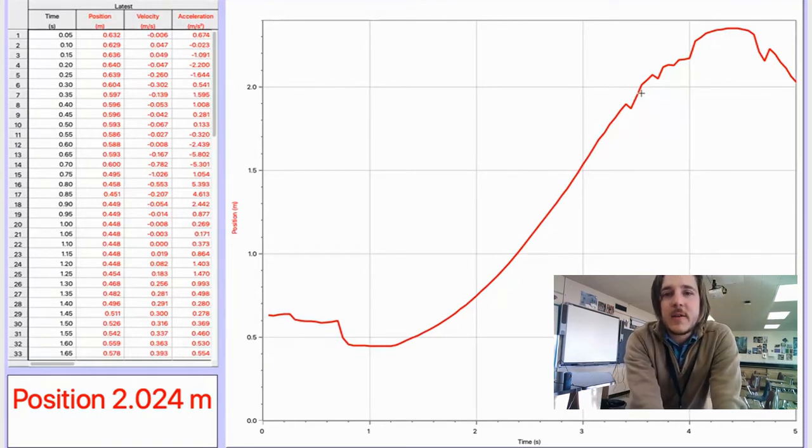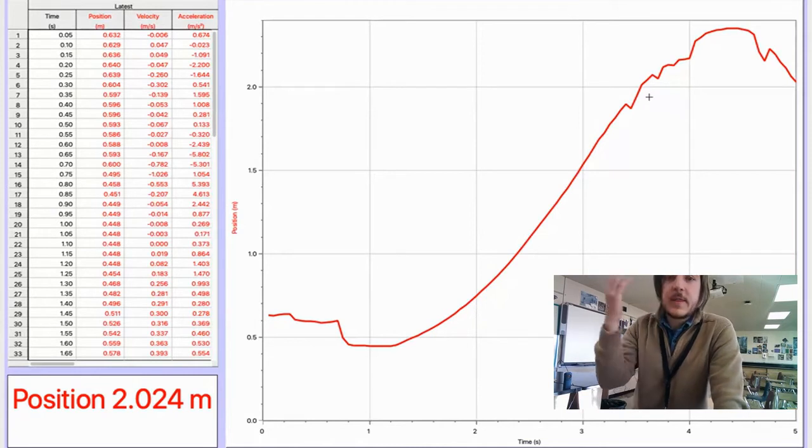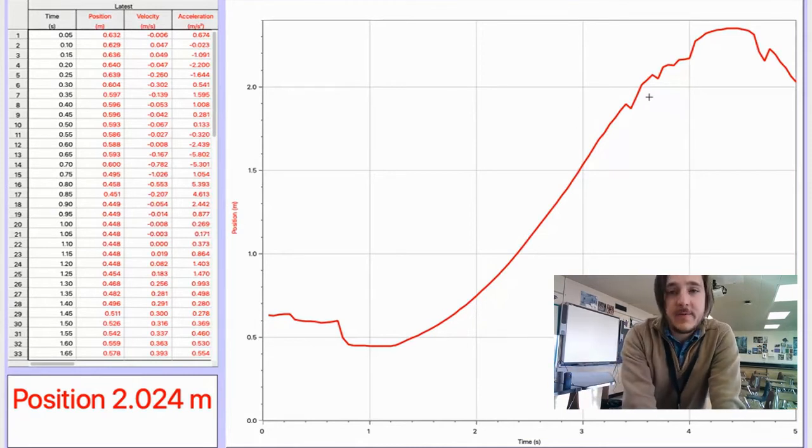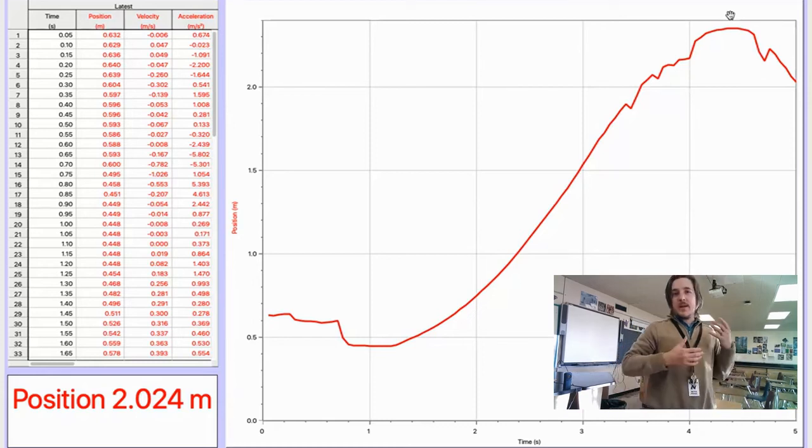Remember, the slope of a position versus time graph represents the speed of the object. So if I'm starting slow, it's going to be a flattish line that slowly becomes steeper as we go. The other part of this is I was moving away from the motion detector. Because I was moving away from the motion detector, the line is going up. It's a positive line.